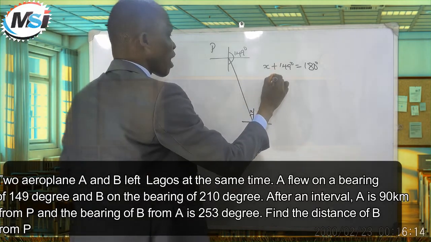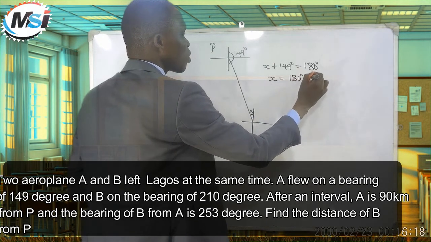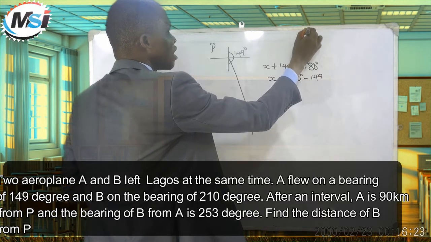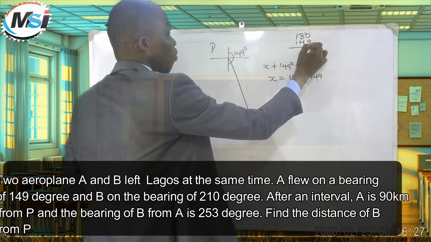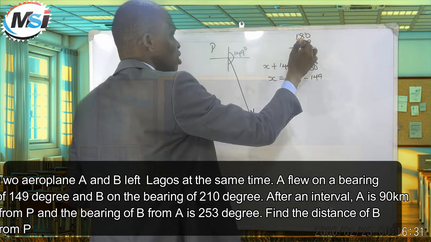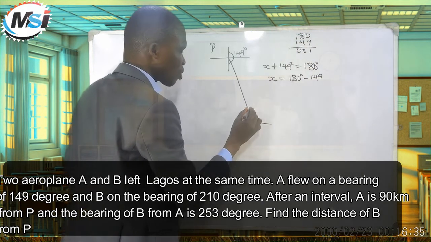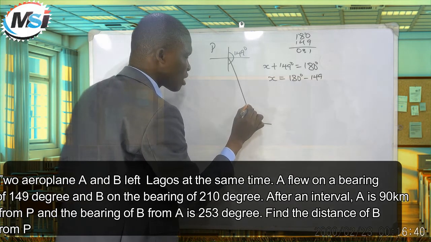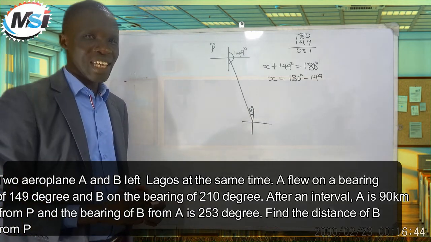So from here we can now say X equals 180 minus 149. So let's subtract 149 from 180. 10 minus 9 will give us 1. This is 7. 7 minus 4 will give us 3. 1 minus 1 will give us 0. So that means the value of X here will be 31 degrees. I believe you understand that, right?